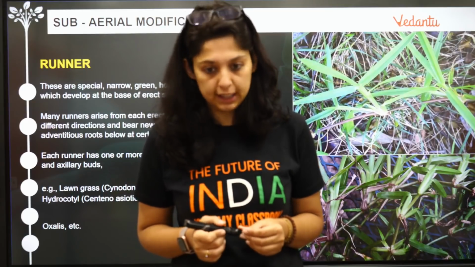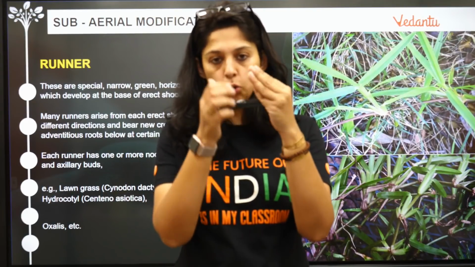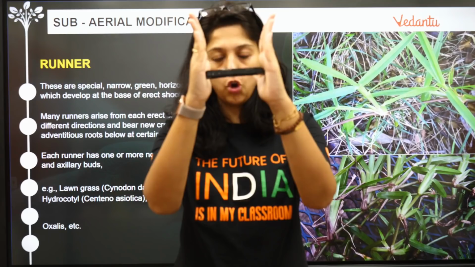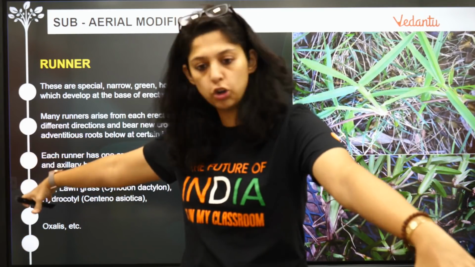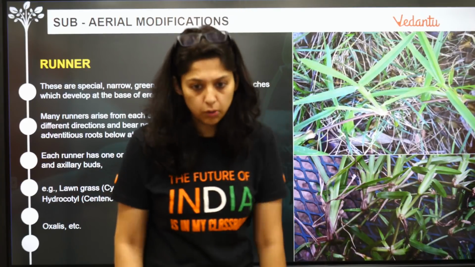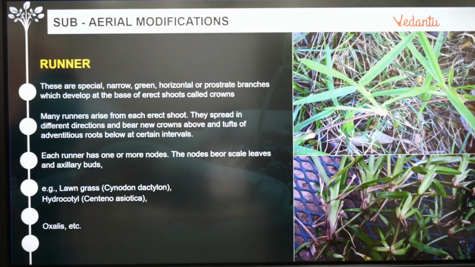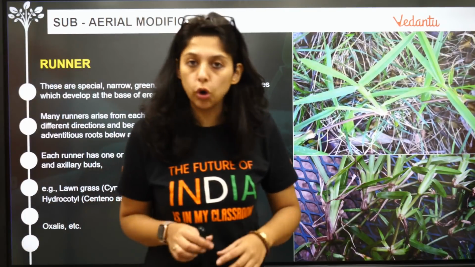Mints have runners, right? Mints have runners. So it is like this. Lawn grass. That is why, if you have ever seen, you plant one grass here, another grass here and a third grass here, right everybody? Each runner has one or more nodes. The nodes bear scale leaves and axillary buds. Lawn grass, cynodon is an MCQ question at least 10 times. Hydrocotyle, right? Normal grass, all of these are MCQ questions.